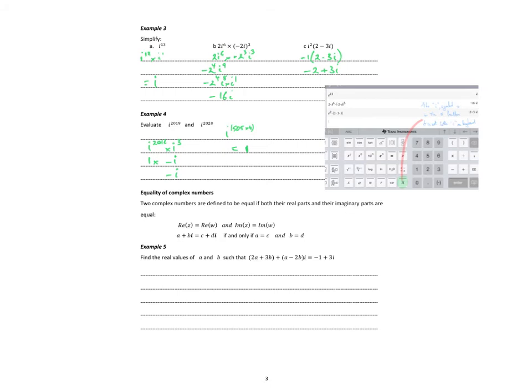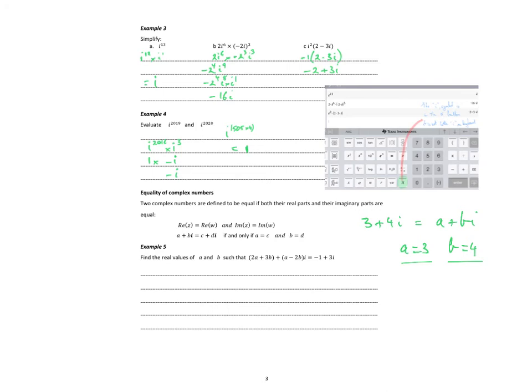Okay, so when comparing complex numbers, the only way two complex numbers can be equal is if the real component equals the real component and the imaginary component equals the imaginary component. So, for example, the only way 3 plus 4i can equal a plus bi is if a has to be 3 and b has to be 4.